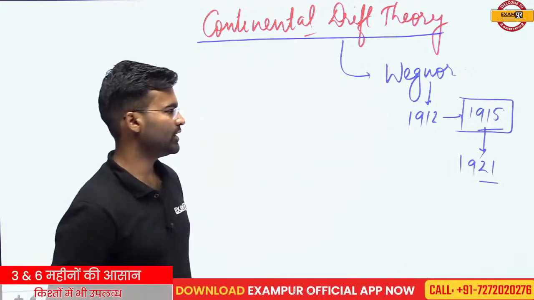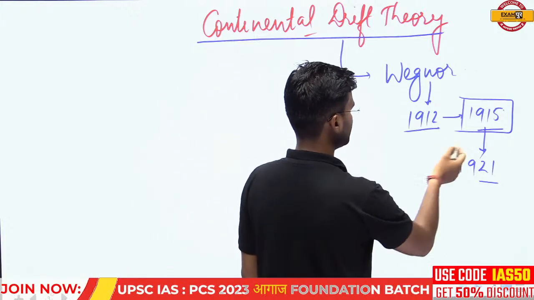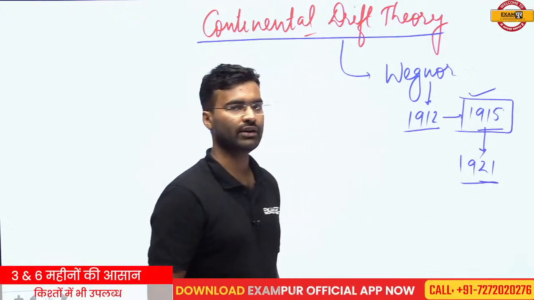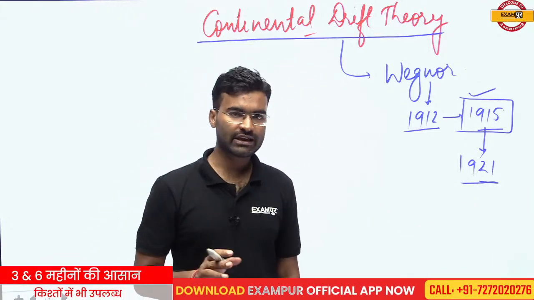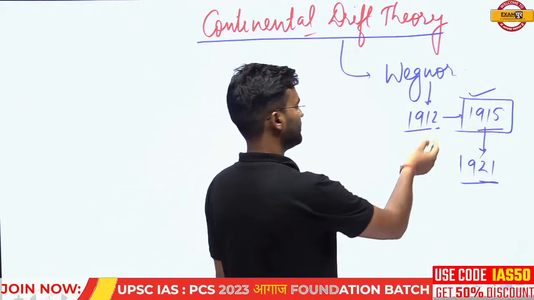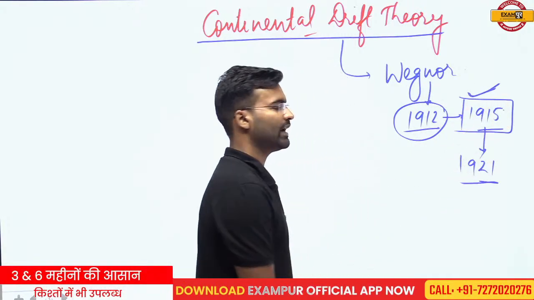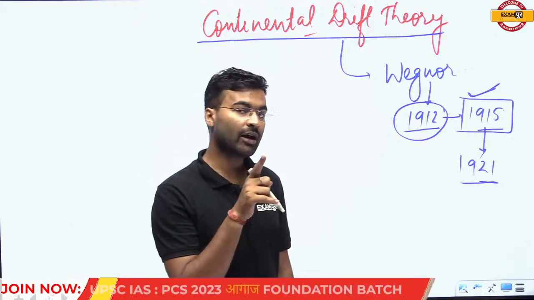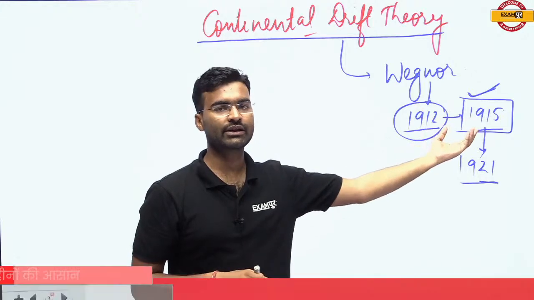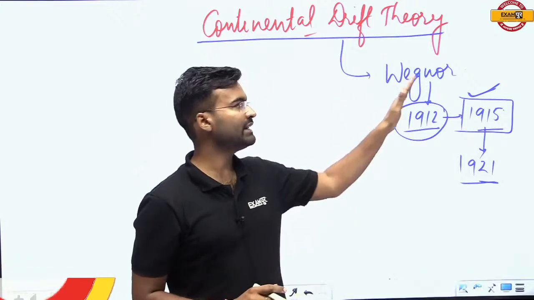So don't be confused by the years. Somewhere it is given as 1912, somewhere as 1915, and somewhere as 1921. The very first time, the idea of the continental drift theory was derived in 1912 by this man. Again he published this theory in journals in 1915, and again he amended it in 1921, and that is why these three years are mentioned with this theory.